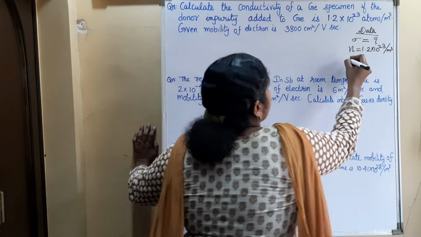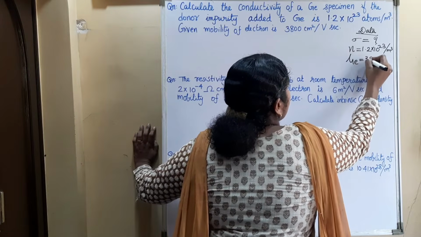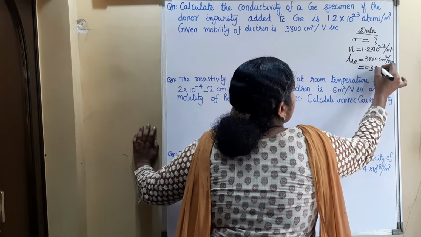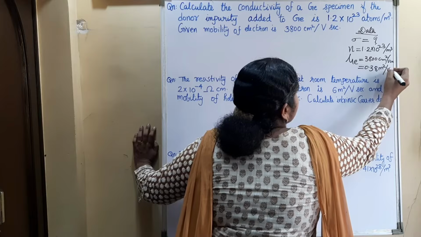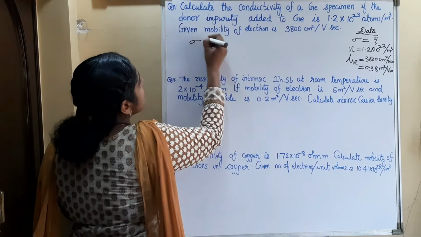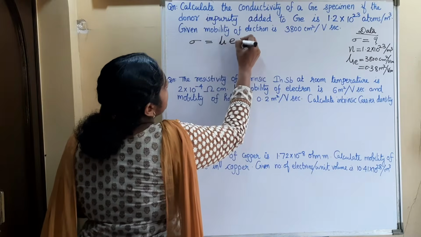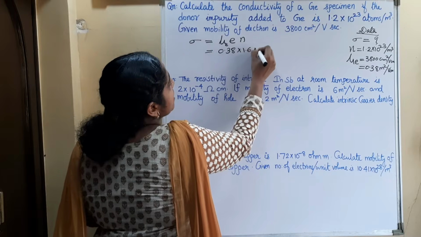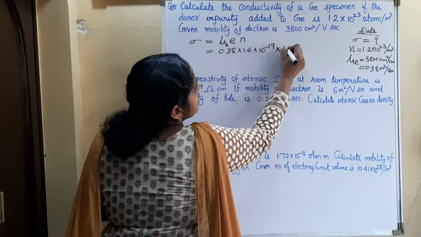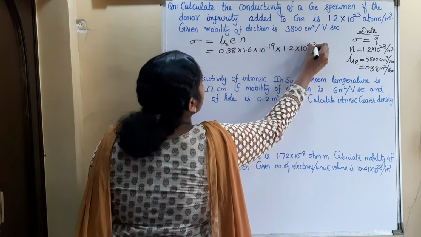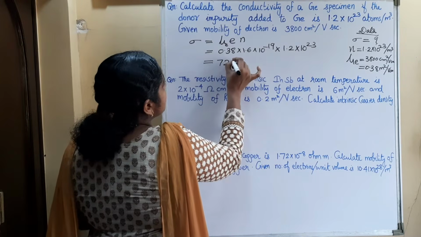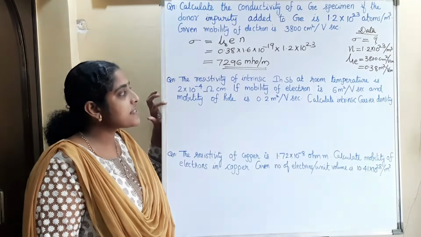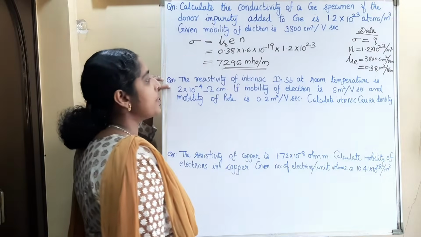So also the mobility of electron is given as 3800 centimeters square per volt second. It is equal to 0.38 meters square per volt second. So the conductivity expression is sigma is equal to mu e n, that is equal to 0.38 into 1.6 into 10 raised to minus 19 into electron concentration is 1.2 into 10 raised to 23. On calculating, we will get 7296 mho per meter.